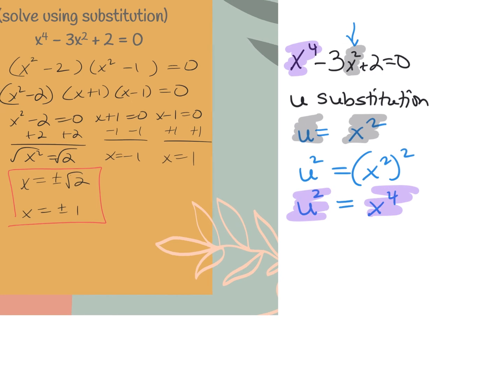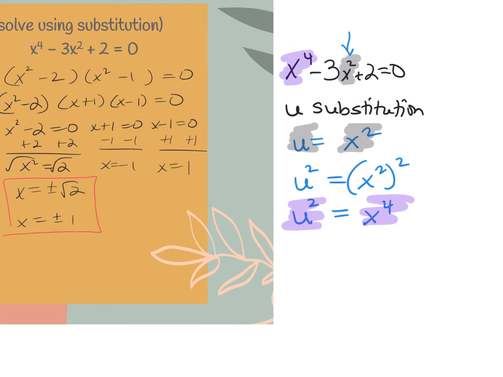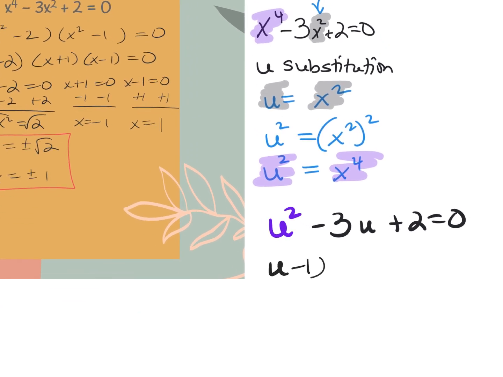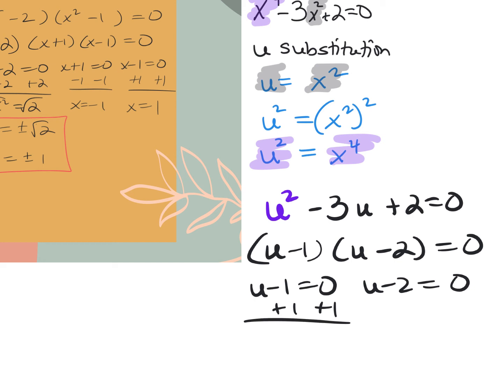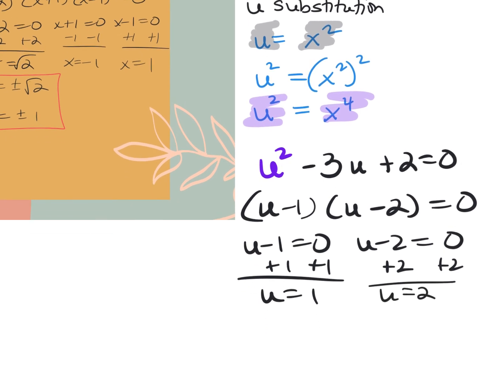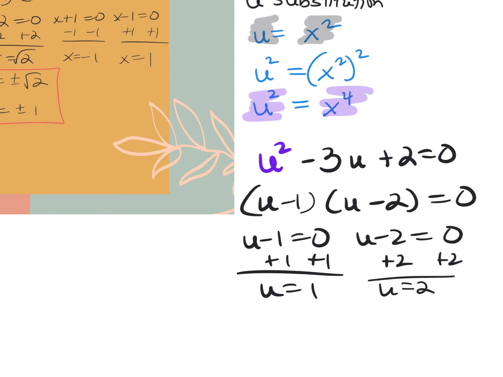So then we rewrite this as u squared, the coefficient stays there, minus 3u, and then the 2 stays there, equals 0. And now I factor: u minus 1, u minus 2 equals 0. We're going to solve for u. Add 1, u equals 1. Add 2, and u equals 2.